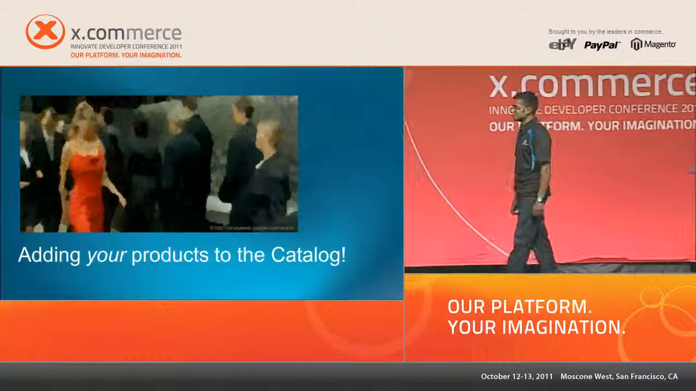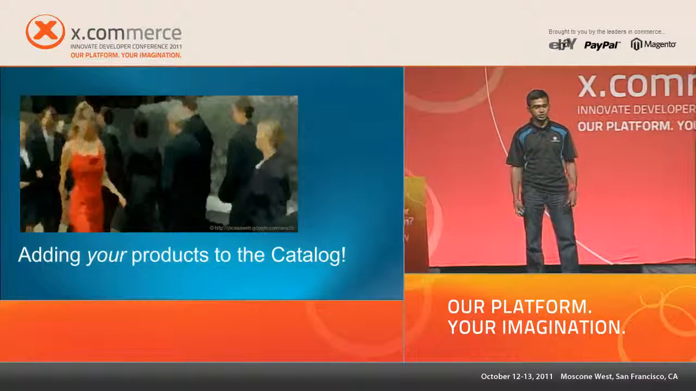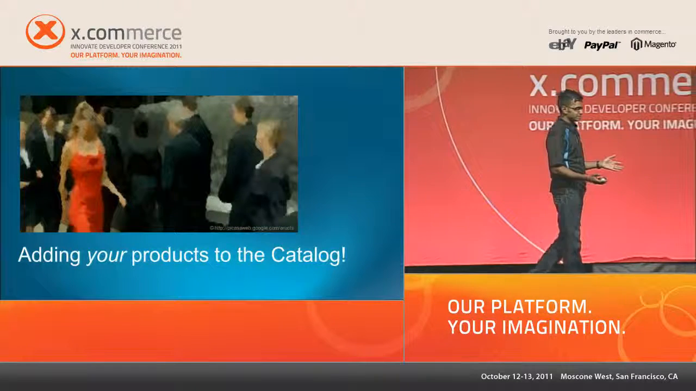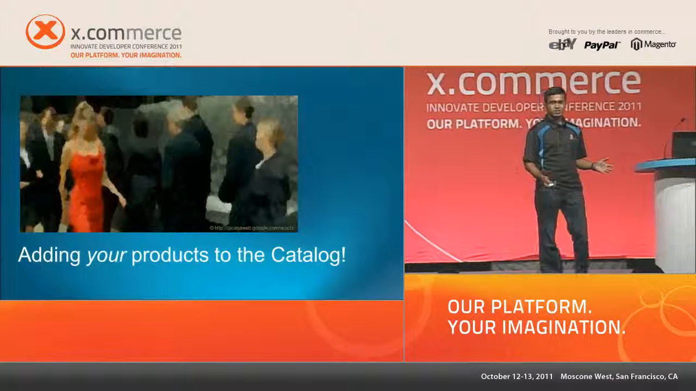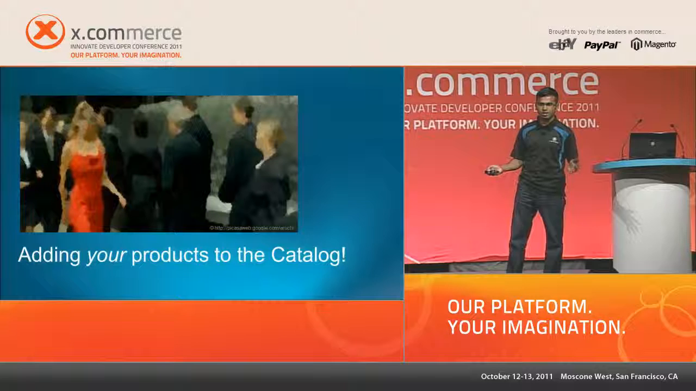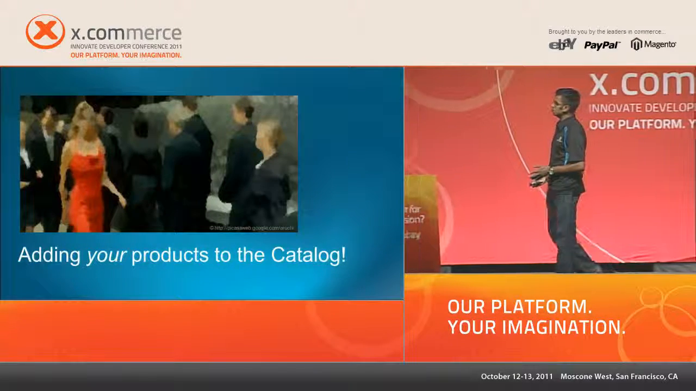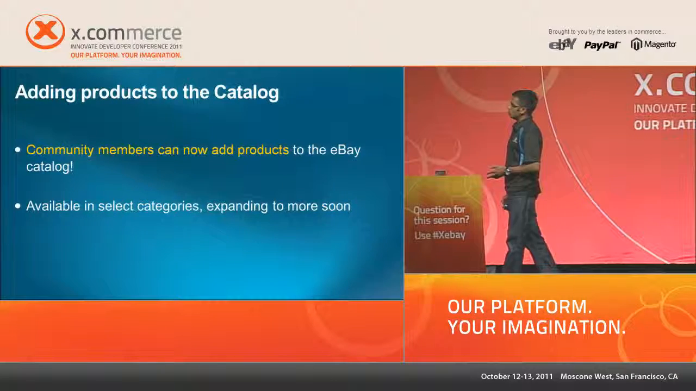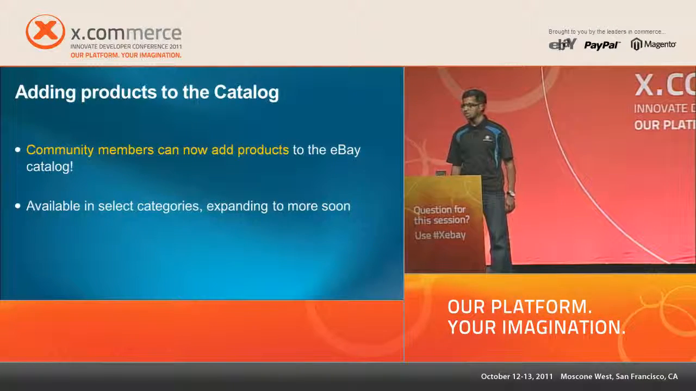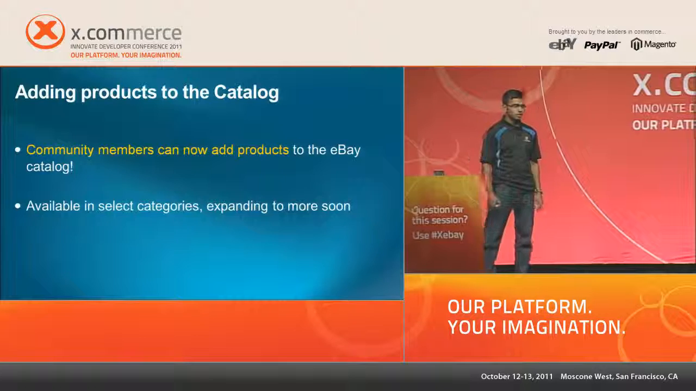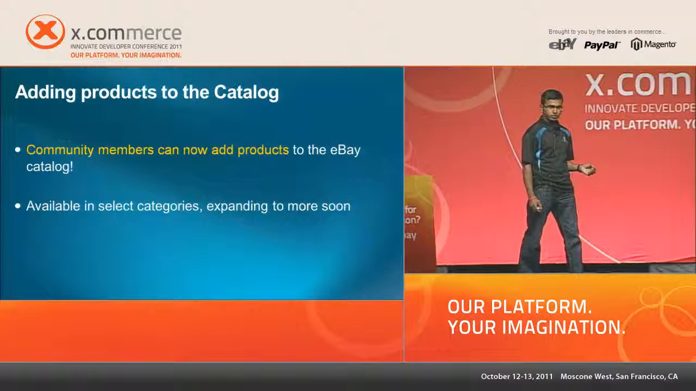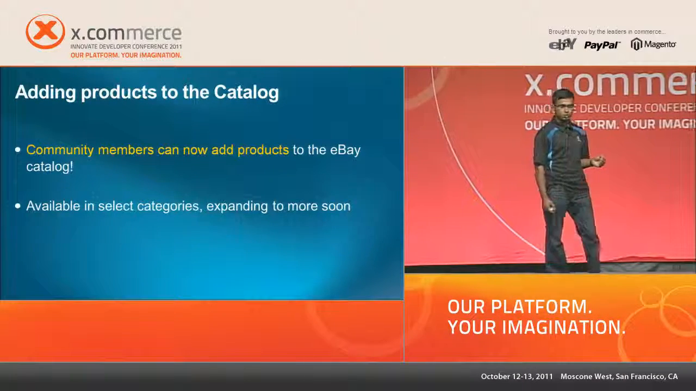Anybody? She represents the fact that you can have whatever you want in the matrix. The same way, you can have any product you want in the catalog now. This is a brand new functionality we have launched this year. We now allow community members to add products in our catalog. It is currently enabled only in some categories, but we plan to expand it to more categories pretty soon.